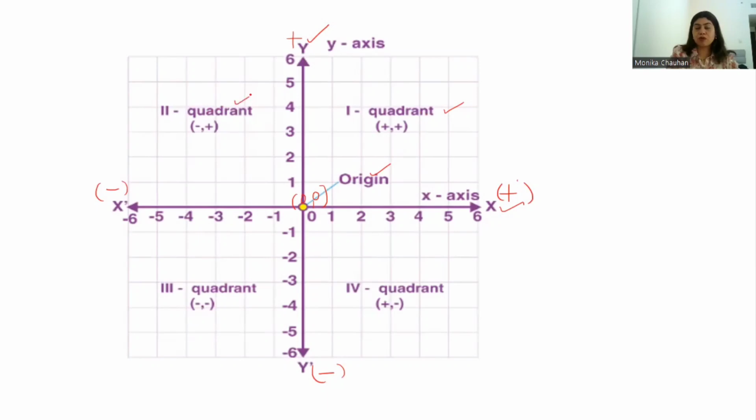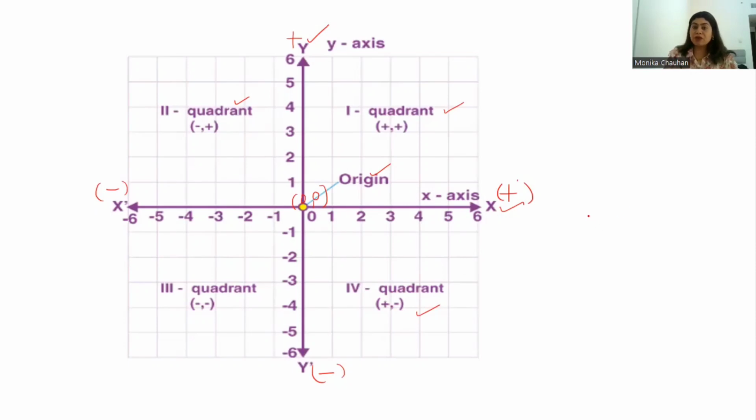The second one is our second quadrant, where x is negative and y is positive, so minus plus. The third quadrant is minus and minus, because x is negative and y is also negative in this region. And the last, the fourth quadrant: x is positive in this region, but y is negative. Based on that, you are going to locate all your coordinates.